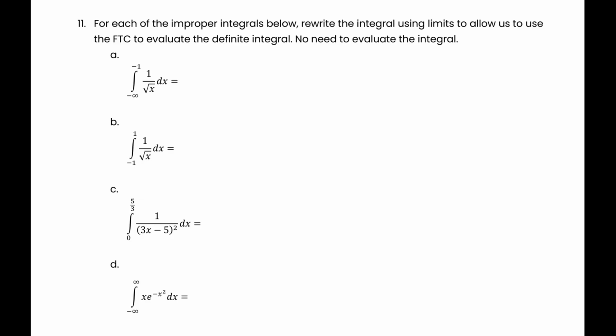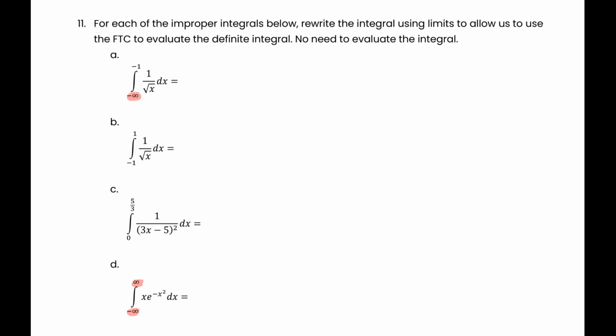These are all not that bad. I think D is not even that bad. But in general, let's just look. We can see already we have two problems where we can see some red flag bounds, right? Where they have bounds that are infinity. We need to rewrite these as limits so we can apply the fundamental theorem of calculus.